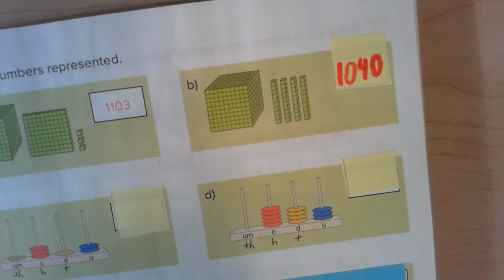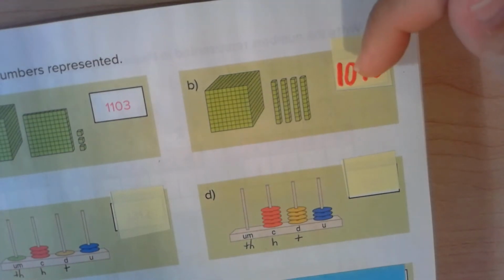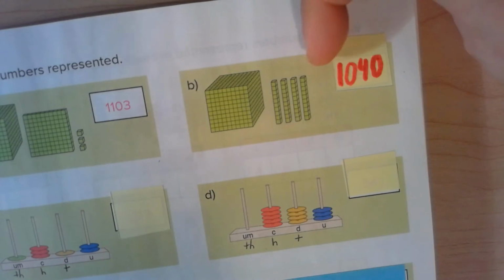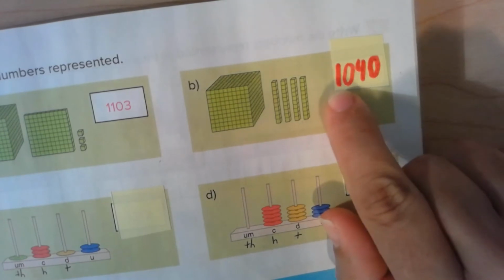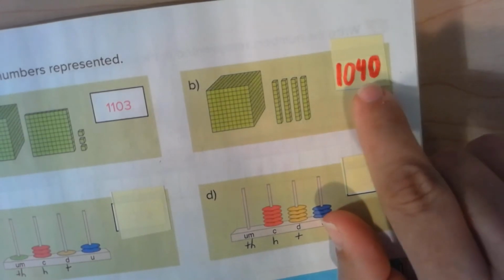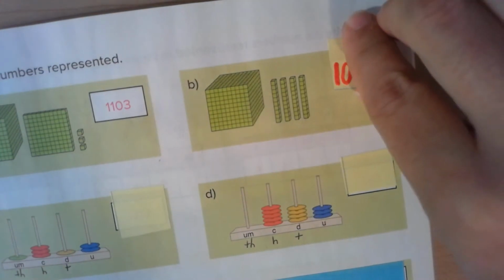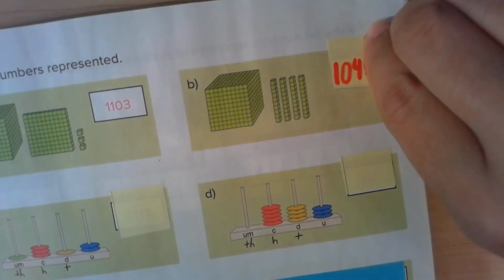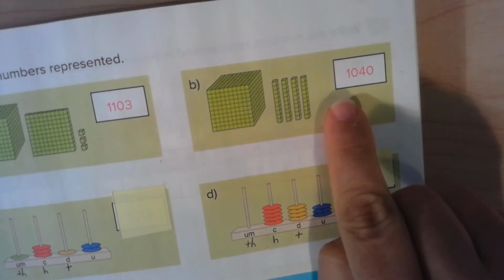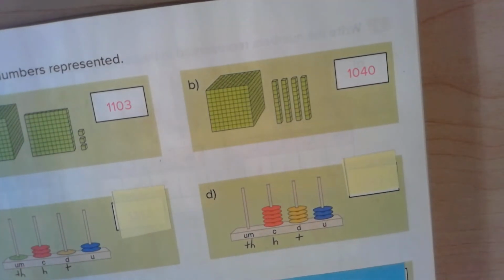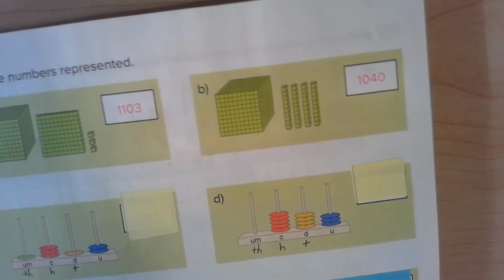Is that how you read this number? Or should I say 1040? Does that make sense? Or should I say 140? Well, when you read a number, remember to read it from left to right, and you say the place value. So this is 1,040. Okay? You knew that already. I know. I'm just reminding you. 1,040. Okay? Good job.